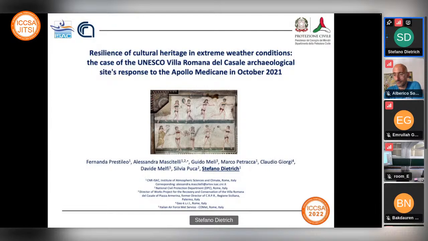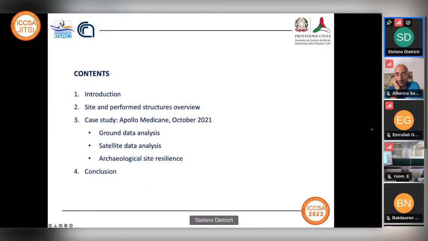The authors come from different institutes. We at the Institute of Atmospheric and Climate Science of the National Research Council have been supported by the Civil Protection Department and by the Italian Air Force. Contents: we start with a historical introduction with the site description, and then look at the Apollo Medicane through ground and satellite data analysis, with some words about the resilience of the archaeological site.